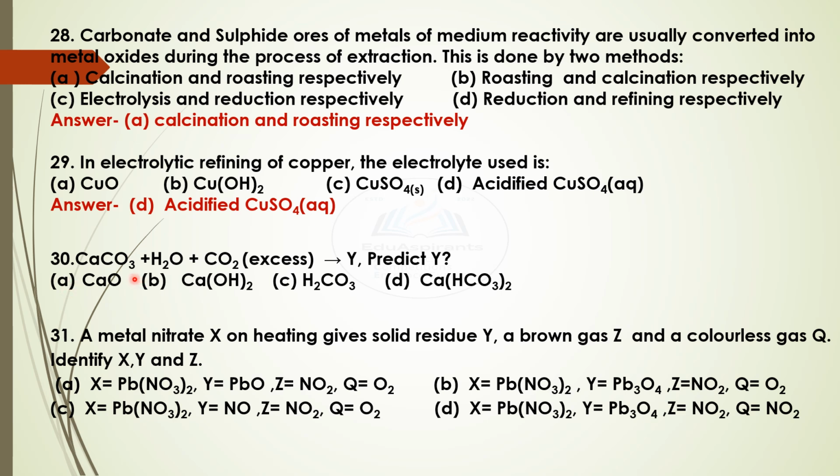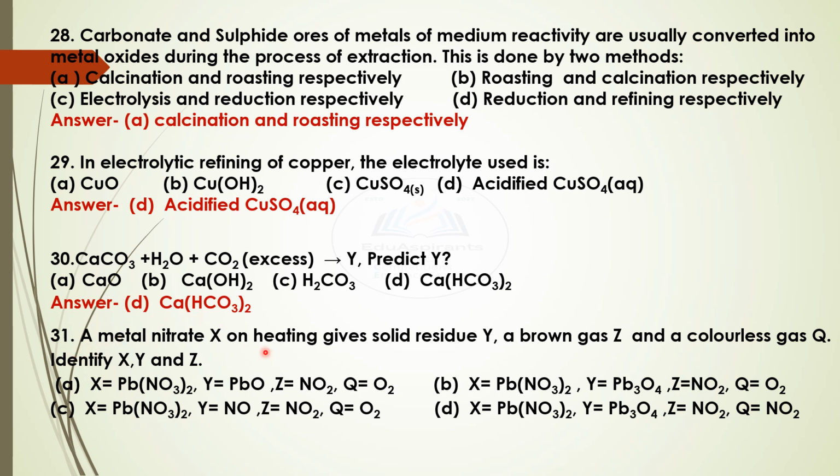30. Calcium carbonate plus H2O plus CO2 excess gives Y. Predict Y. CaO, Ca(OH)2, H2CO3, Ca(HCO3)2. Answer is D, Ca(HCO3)2.